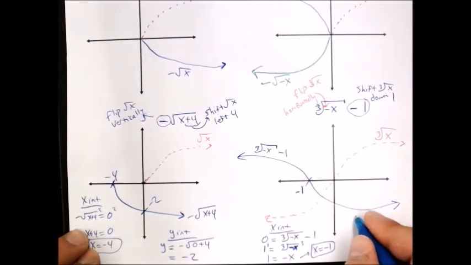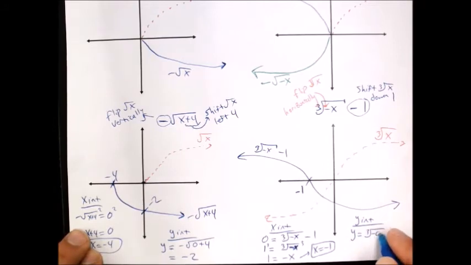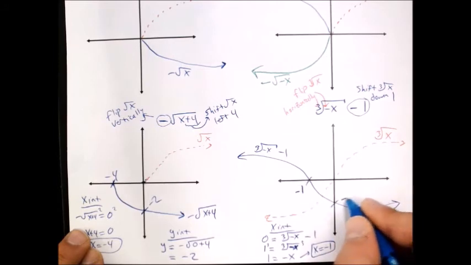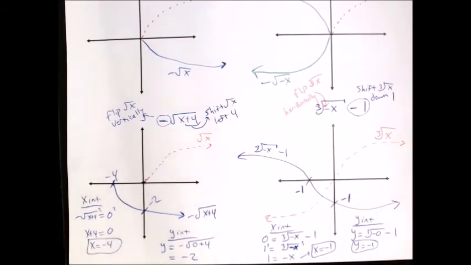And then the y-intercept is usually a little bit easier because you just plug in x equals 0. So cube root of minus 0 minus 1. And so you just get y equals minus 1 as well. So the two intercepts are both at minus 1, which is just a coincidence. They usually won't be the same. It just kind of worked out that way.